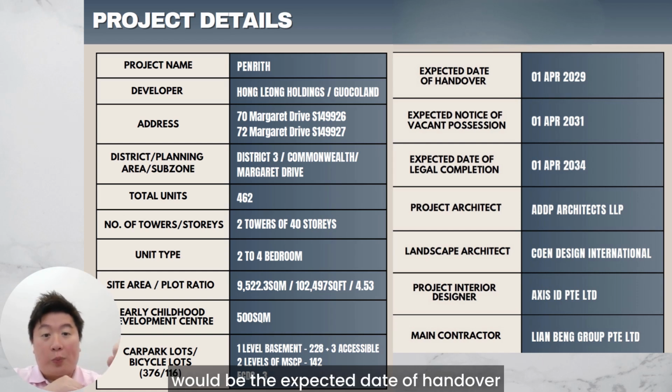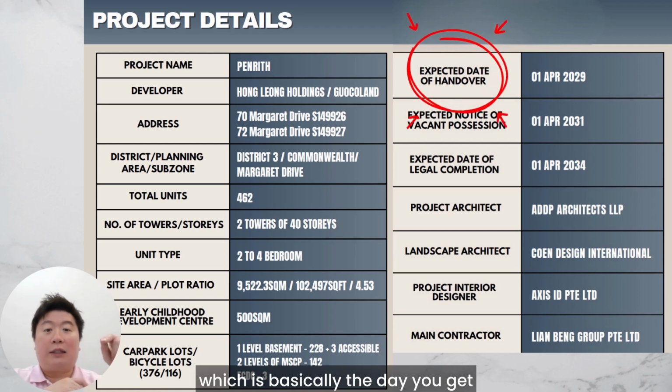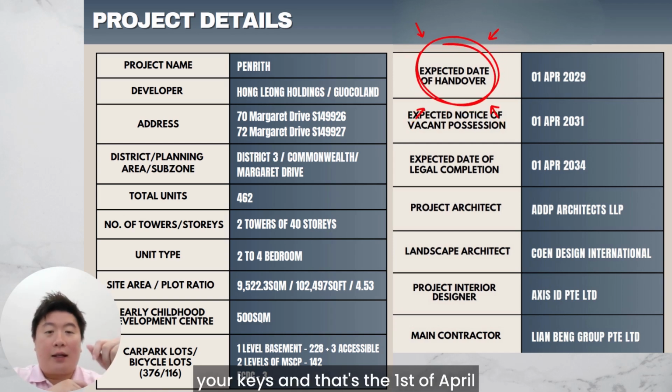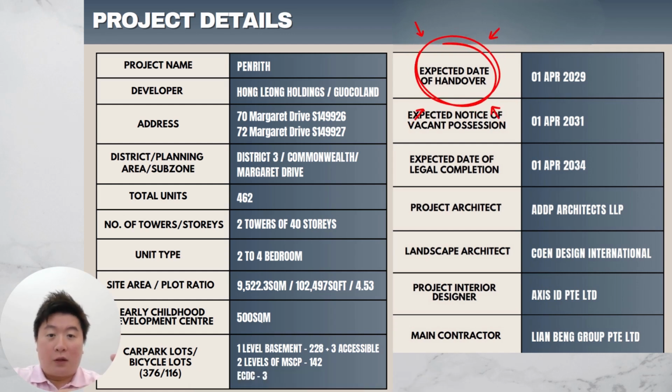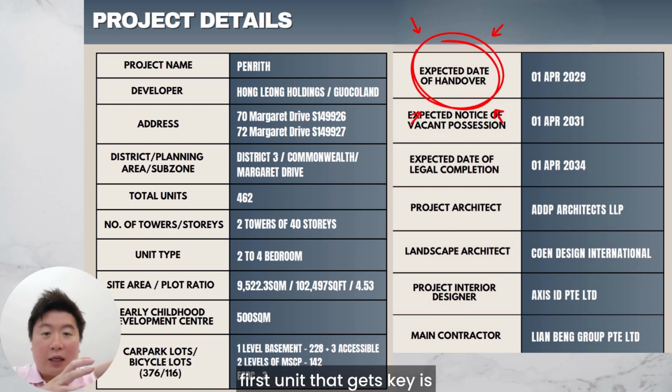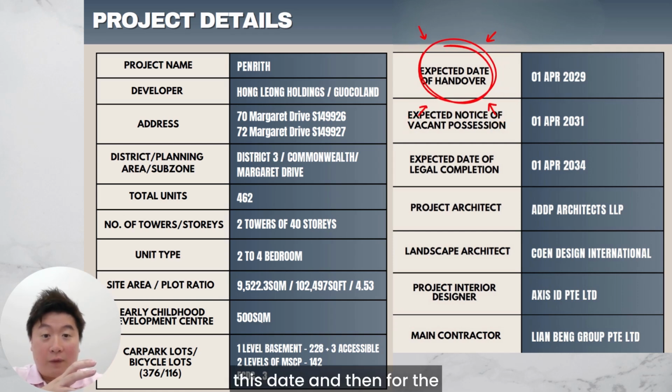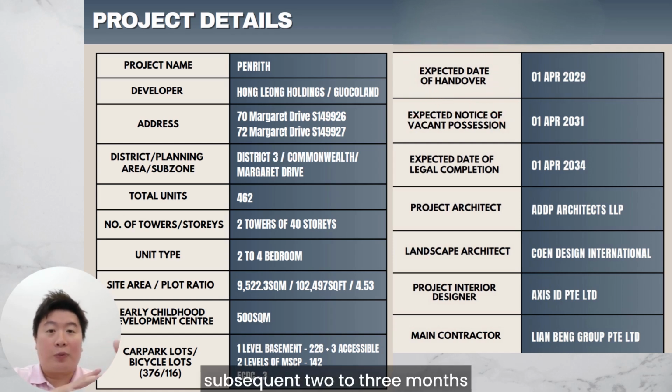And the most important will be the expected date of handover, which is basically the day you get your keys. And that's 1st April 2029. So that would be like the first unit that gets keys is this date, and then for the subsequent 2 to 3 months, they will gradually give out the rest of the keys.